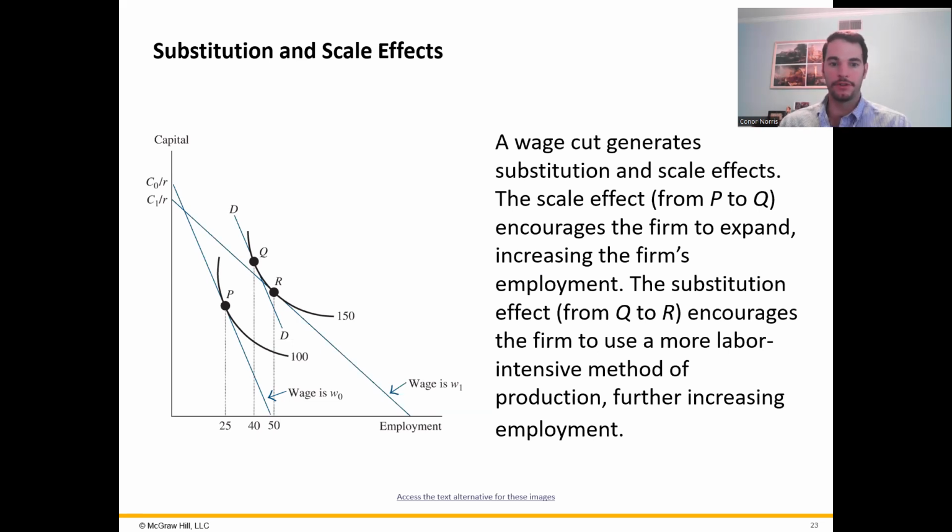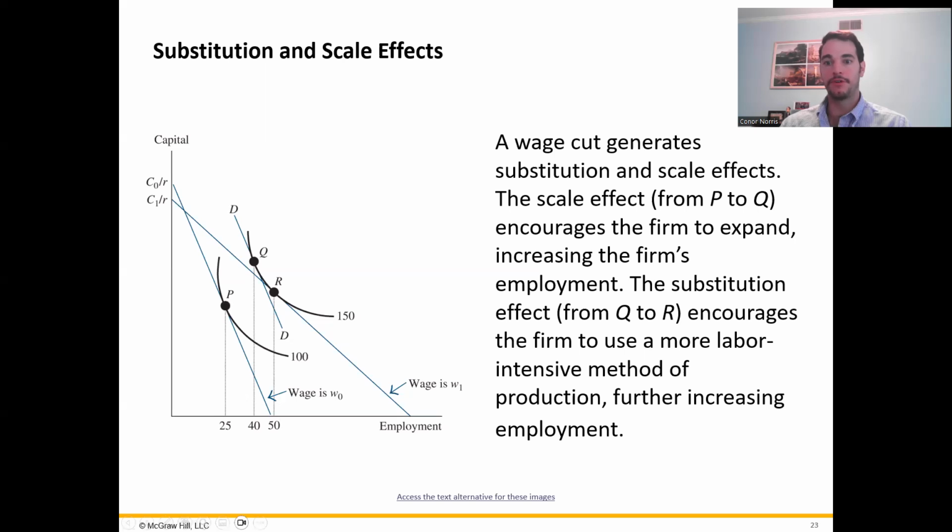In this case, both encourage a firm to expand, and we can see that in the graph right here. So in this figure, initially our firm is at point P, which is their profit maximizing point. The line W0 right here is their initial wage rate, or the hourly wage initially. And their isocost curve shows that they'll be producing 100 units of output. So this curve right here, that's tangent to the isocost line, signifies 100 units being produced. At this point, they'll employ 25 workers.